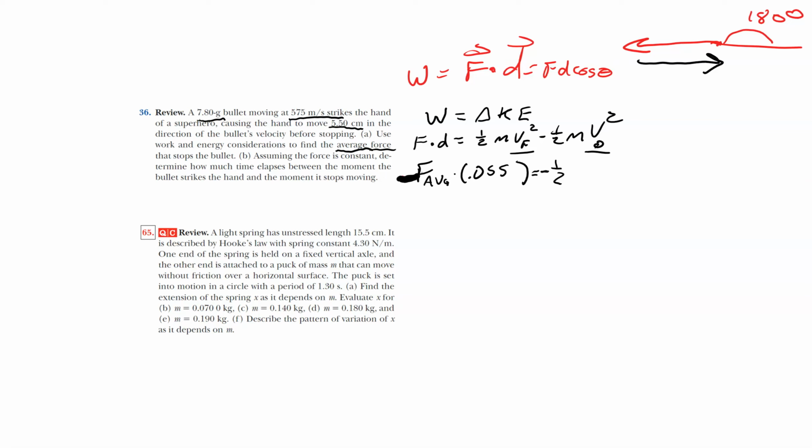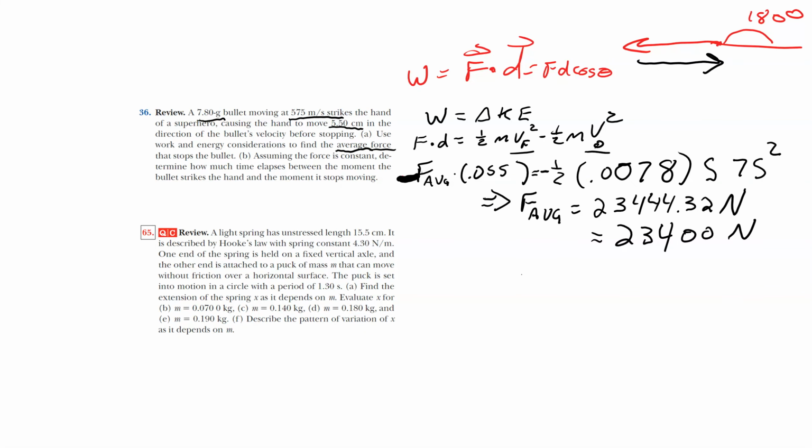Okay. And then 1/2 m v initial squared. So the mass is 0.0078. And the initial speed was 575 squared. I'll pause while I calculate that. Okay, so you punch it into the calculator and you get this, and if you keep 3 sig figs, which is what everything else there has, you get that.